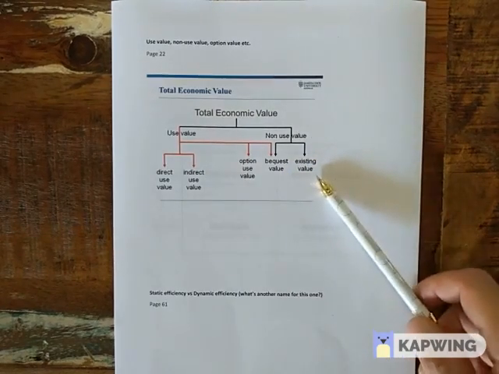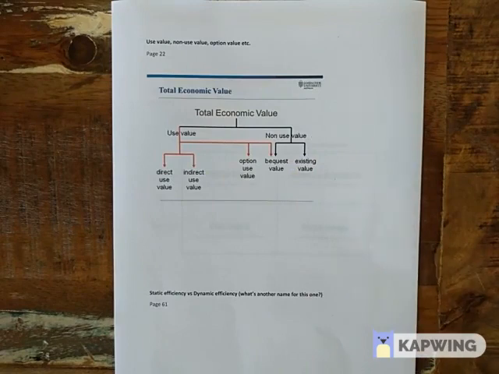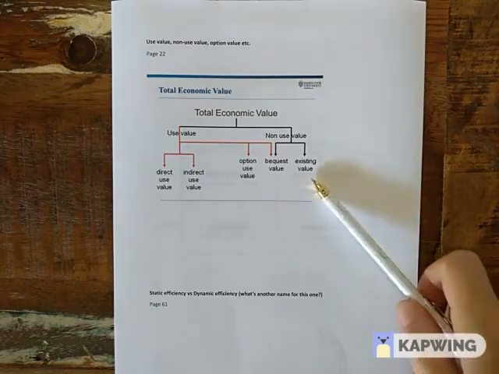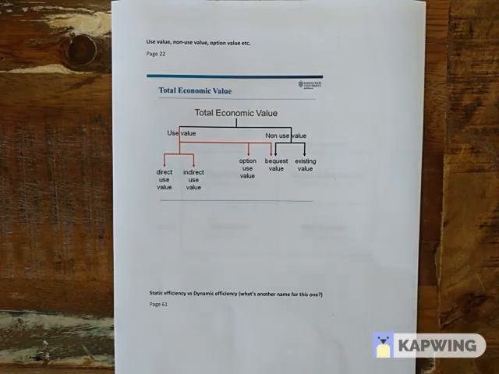Existing value. There's a rainforest on the other side of a hill nearby, and I've never been there, I will never go there, I can't see it, but you know what? I like that it exists. So it has some sort of value to me. Have a read about this sort of stuff on page 22. Don't get into it in too much more depth than what we've just spoken about.